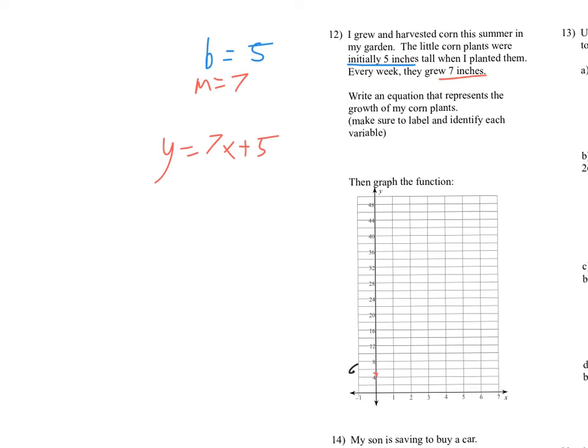So then my next one, and you might even want to get this. If I made a table here, at 0, it would be 5. Then at 1, it would be 5 plus 7. So that would be 12. And then at 2, it's going to be another 7. So that'll be 19. And then at 3, it's going to be another 7. So that's going to be 26. And you could keep going if you wanted to. I think that's probably enough to just draw your line. So the corn is hypothetically going to keep going.